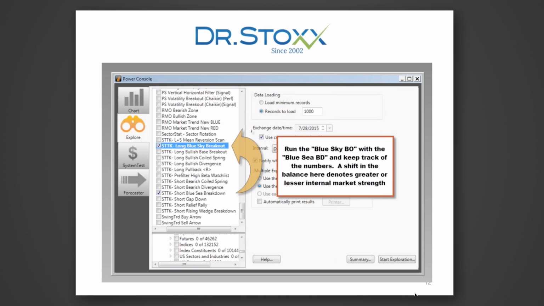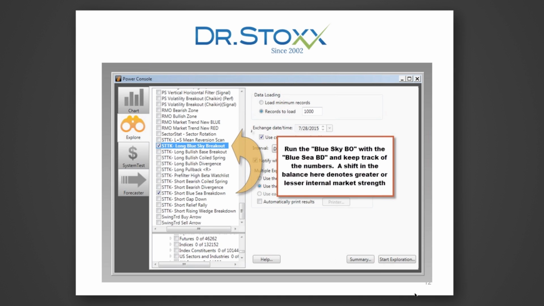This is an excellent way of trading breakouts. You cannot trade a price breakout alone. You have to look at volume, you have to look at momentum. And this filter does all that for you automatically. So only the stocks that pass through this filter are stocks that also have volume confirmation and indicator momentum confirmation. So blue sky breakout is a long breakout to the upside. Blue sea breakdown is a short breakdown to the downside.